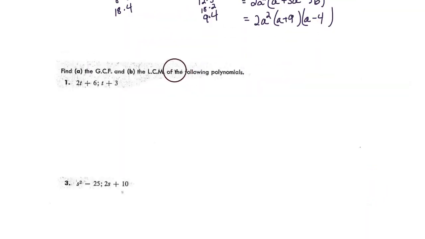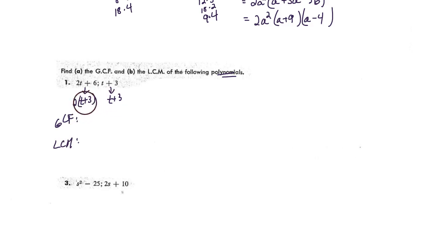Next one, we're doing GCF and LCM again, but this time we have polynomials. We need to have factored form. So the first one factors as 2 times t plus 3. This other one is already factored. It's just t plus 3. Now let's get our GCF and our LCM.